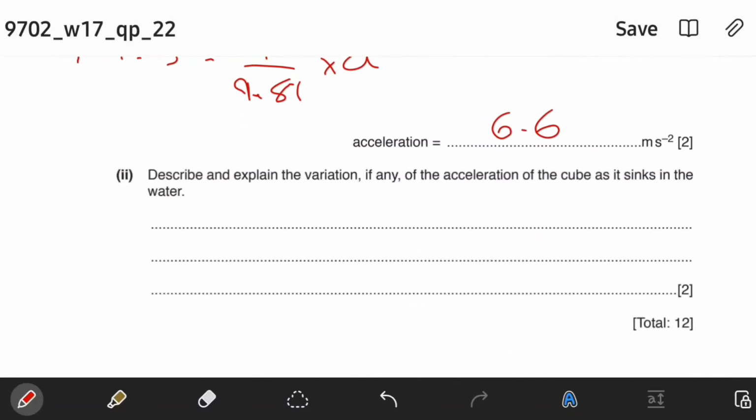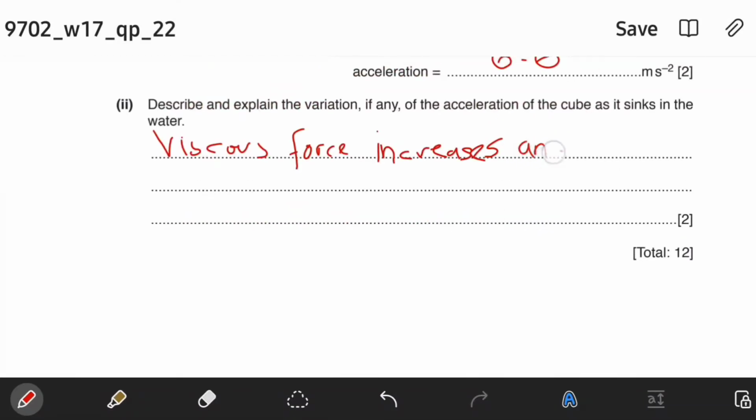Describe and explain the variation, if any, of the acceleration of the cube as it sinks in the water. Now, think of it in the same way as when a parachutist jumps from a plane and opens his parachute, and at some point he or she gains terminal velocity. Think of this object in the same way. So as it goes down, viscous force increases. Just as air resistance increases in air, viscous force will increase in water, and then it will become constant at some point.